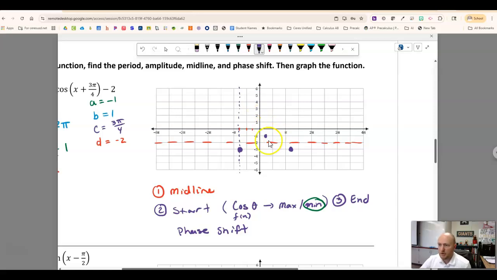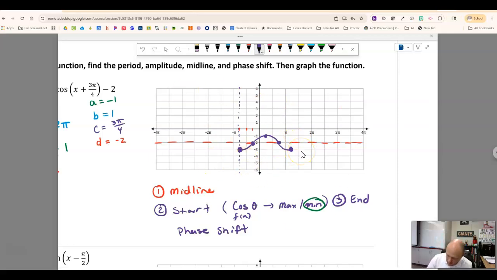Between those two are going to be midline points, right? Your key points have to go min, midline, max, midline, min, midline, max, midline, in one of those orders. So minimum, then a midline, then a maximum, and then a midline. And here's one cycle of my curve, and there you go. There is your cosine function.